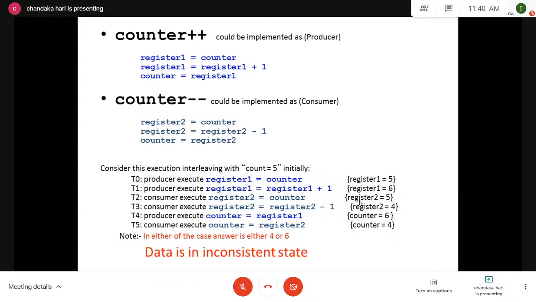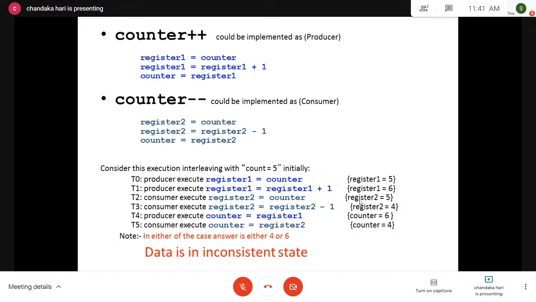The counter value is copied into register 2. What is the counter value? Still it is 5 only. Why? Because the updated value is only in register 1. This value is not copied back. Now this consumer is reading a value from the counter. The value is again 5. 5 minus 1, it becomes 4.